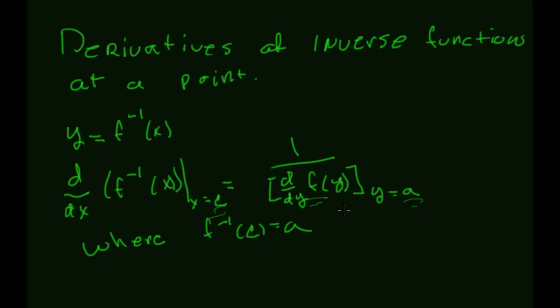Okay, so another way of writing this notationally is to say that the derivative of the inverse of c is equal to 1 over f prime of a, so long as f inverse of c is equal to a. So that's a lot going on there. We'll take a look at that.